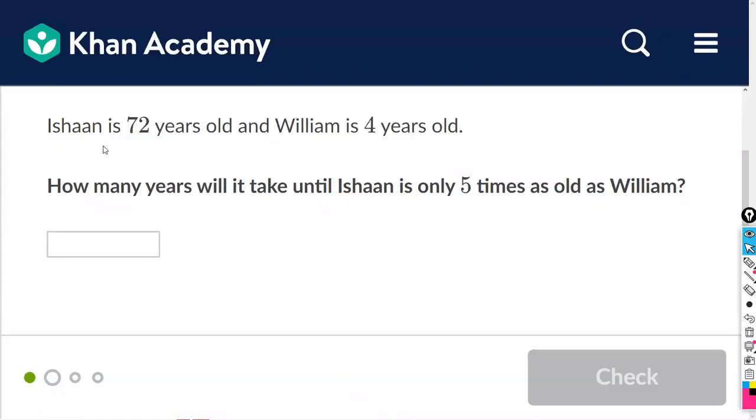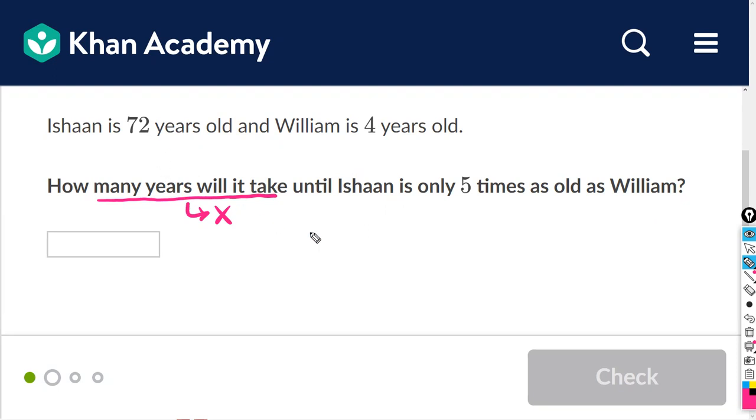Okay, here it says Ishaan is 72 years old and William is 4 years old. How many years will it take until Ishaan is only 5 times as old as William? So for the number of years, we're going to call that X. All right, so X will be the number of years it will take. So we're going to have to add X to both of these ages and make Ishaan's age 5 times as much as William's age.